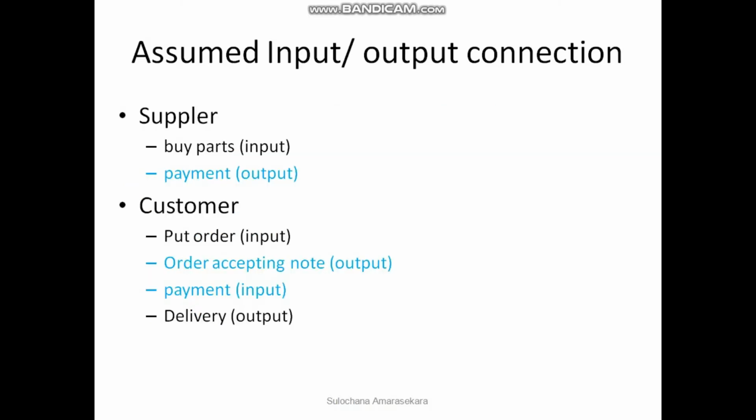Summary: under supplier we have 2 connections. They put parts as an input and get money as an output. Under customer we have 4 connections. They put an order as an input, then according to that order they get a possible delivery date as an output, then they need to make payment as an input and according to that payment they get delivery.